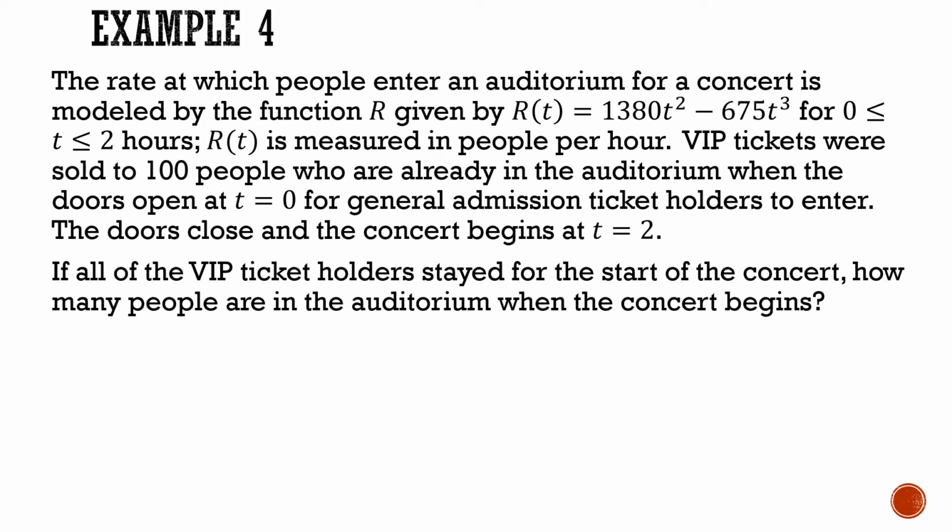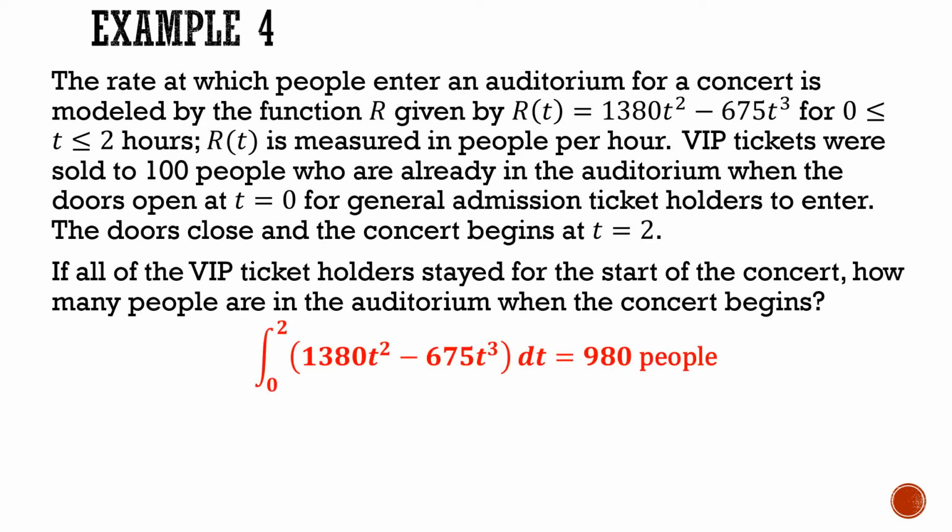All right, example 4 says the rate at which people enter an auditorium for a concert is modeled by the function R, given by, and they gave us the function from t going between 0 and 2. R(t) is measured in people per hour. VIP tickets were sold to 100 people who are already in the auditorium when the doors open at t equals 0 for general admission ticket holders to enter. The doors close and the concert begins at t equals 2. All right, so it says if all VIP ticket holders stayed for the start of the concert, how many people were in the auditorium when the concert began?